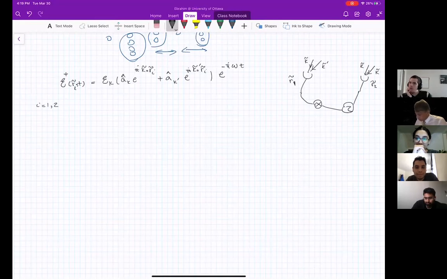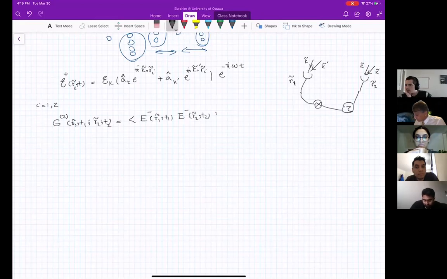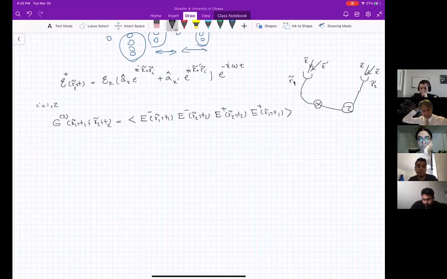In order to look at the intensity correlation, you have to look at the G2 function. I will write it just in terms of a non-normalized one. So G2 of R1 and T1, R2 and T2, I will write it in the form that we know. It was, that should be the negative part, yes, E minus of R1 and T1, E minus of R2 and T2, then E plus of R2 and T2, E plus of R1 and T1, averaging. Good. So this was the G2 function, which we derived also from the previous lecture.